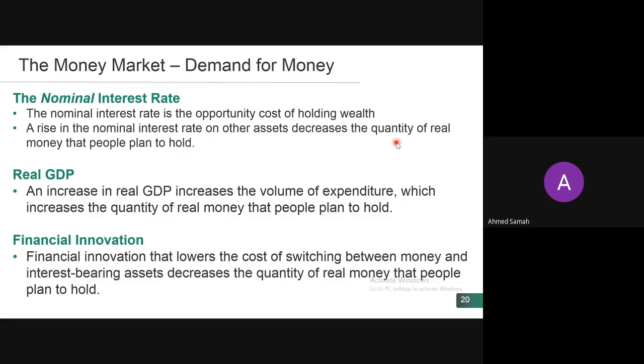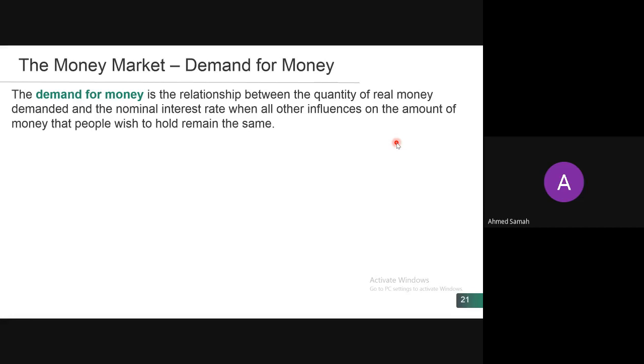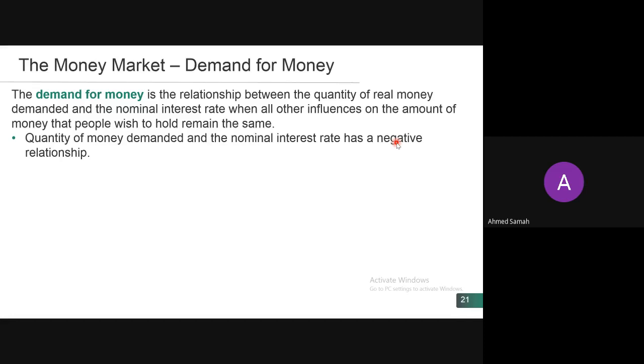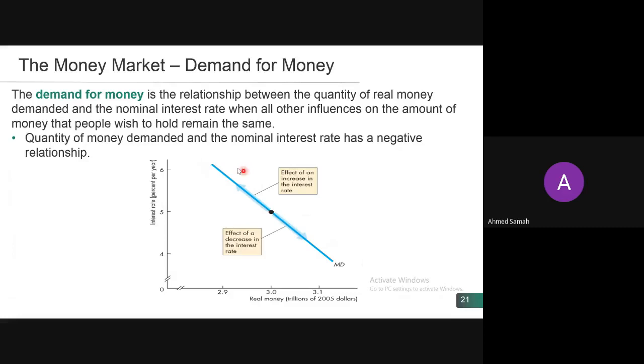The demand for money is the relationship between the quantity of real money demanded and the nominal interest rate when all other influences on the amount of money that people wish to hold remain the same. The quantity of money demanded and the nominal interest rate have a negative relationship, as you can see here. Just like a normal demand curve, it is downward sloping. If the interest rate is falling, people will demand more money. If the interest rate is increasing, people will demand a lower amount of money.